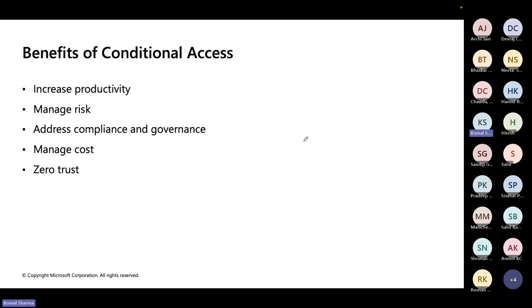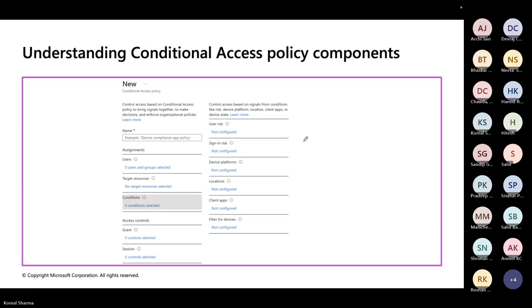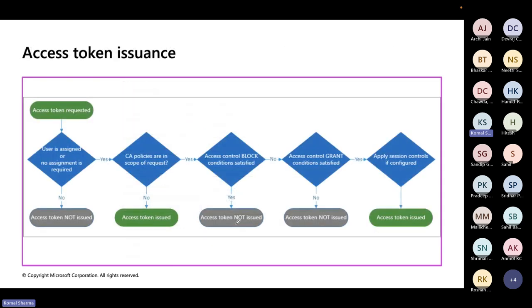So if you have some sensitive information that can be used via any device or any application, you can apply the conditional access policy and the information will be protected. When you configure the conditional access policy, here you can define the condition, like whether it is based on user risk, sign-in risk, device platform, location, client application, or filter for devices. So basically, how is it working?